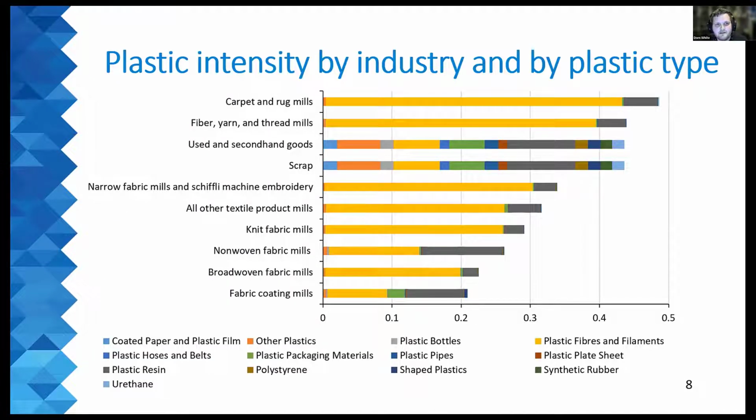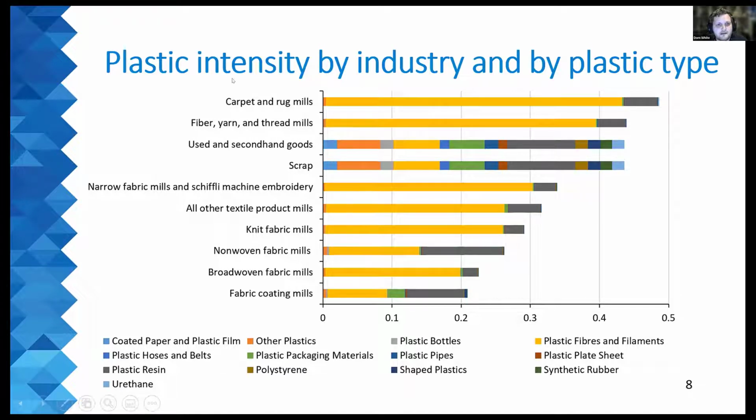Looking at some of our key results here, we can see the top 10 most plastic intensive industries in the US EORA data set, and this is across all of the 13 plastic commodities. So we sum together the plastic intensities for each of these plastic commodities. We can see here that carpet and rug mills is the most plastic intensive industry with a plastic intensity of about 0.49, which means that for every dollar of output, it uses approximately 49 cents of plastic as an input.